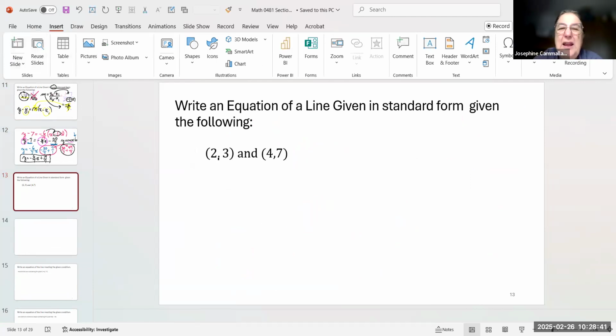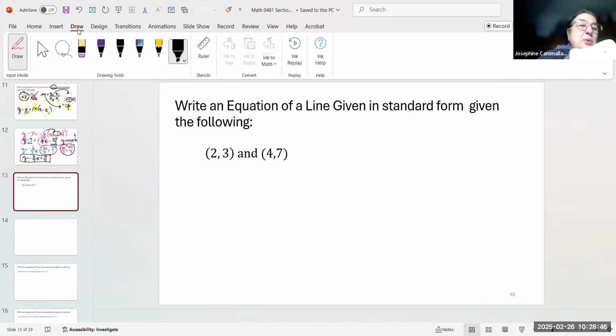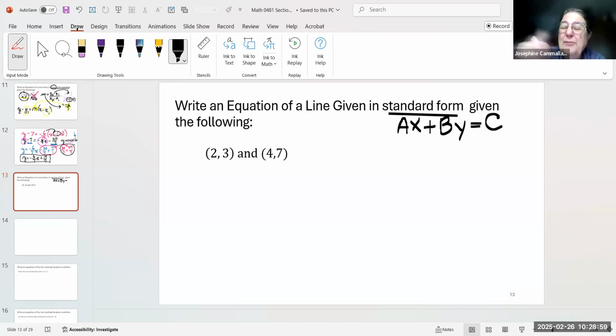Okay, let's try again. Now this one, notice how they want me to write my answer. Standard form, AX plus BY equals C. But I don't have a slope. So this is x1, y1, x2, y2.